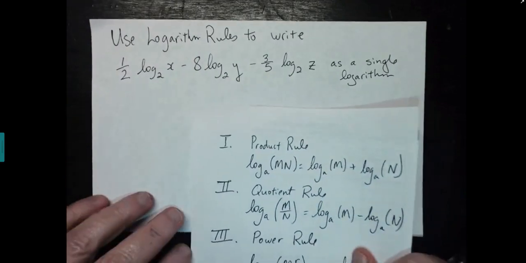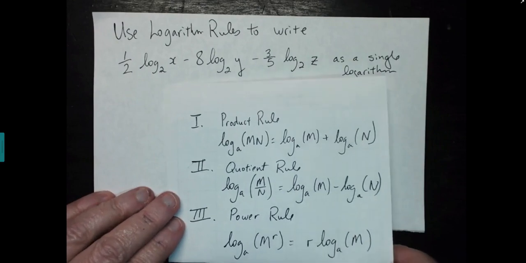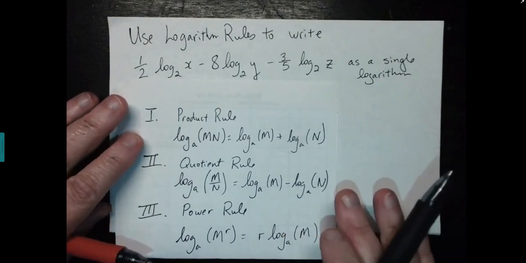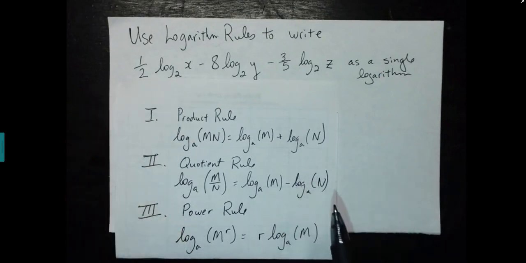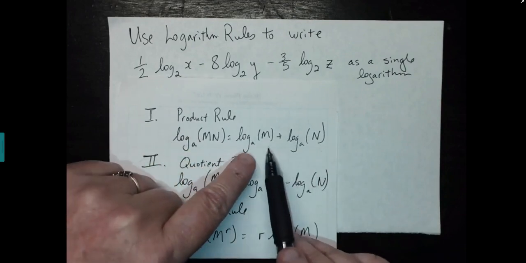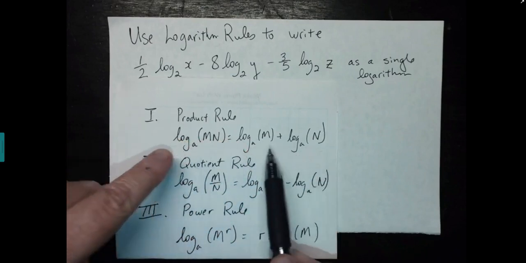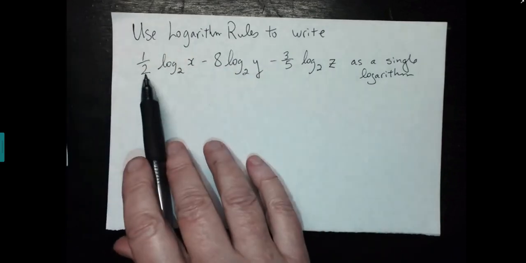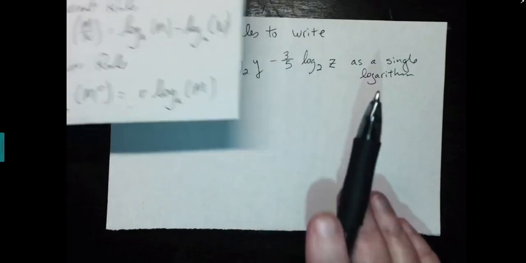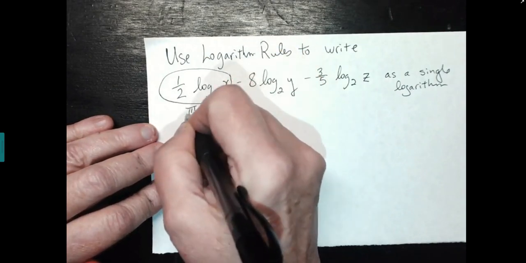So we want to have a copy of the rules in front of us. These are the three main ones: the product, the quotient, and the power rule. When we're condensing, we need to read these rules from right to left. We want to take something that's long and condense it. The first thing that pops out to me is these numbers out the front here. So I'm going to be using rule number 3 on each of these.